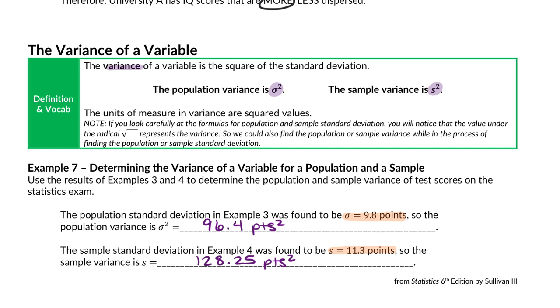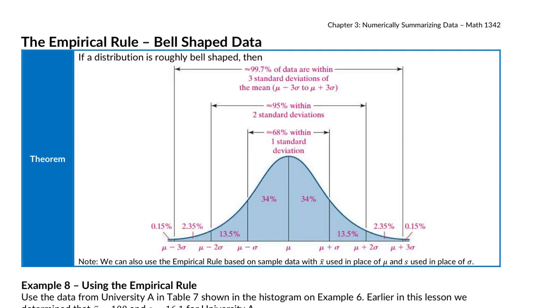Now, all of this turns into what's called the empirical rule. We have a lot of conclusions we can draw from our bell curves or our bell-shaped data. Here's what we know. If a distribution is roughly bell-shaped, then we have the following conclusions. Now, before I read the conclusions, let's see what we're looking at here. This is the population mean, or the sample mean.